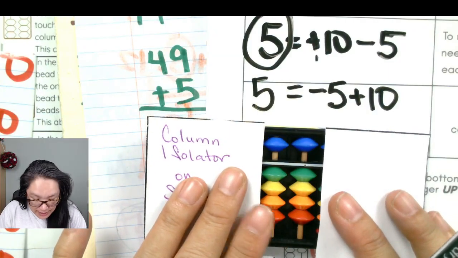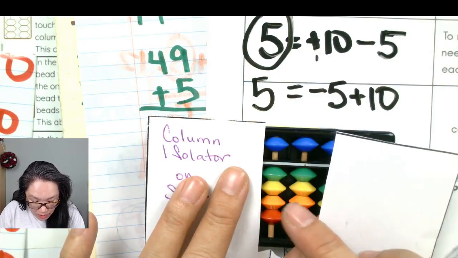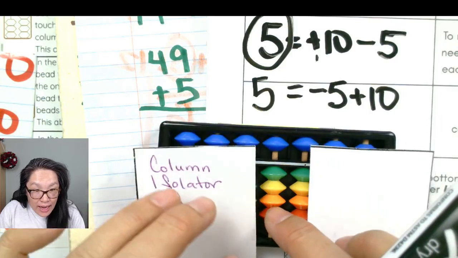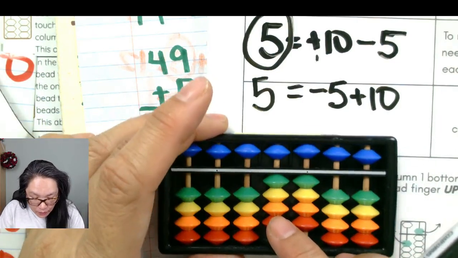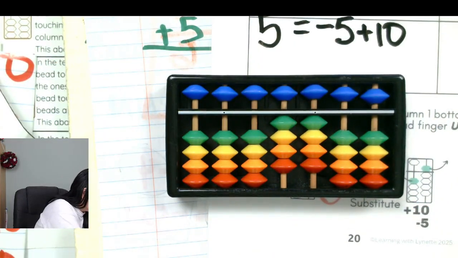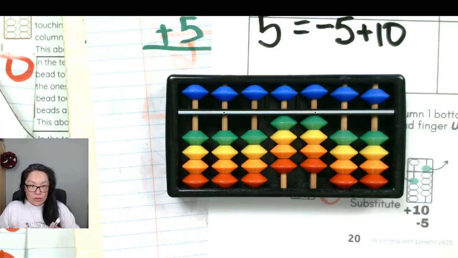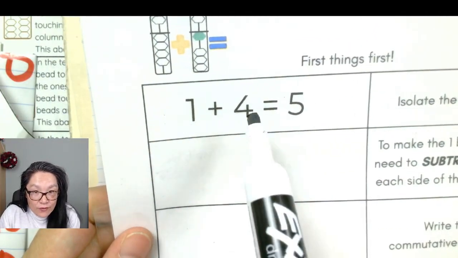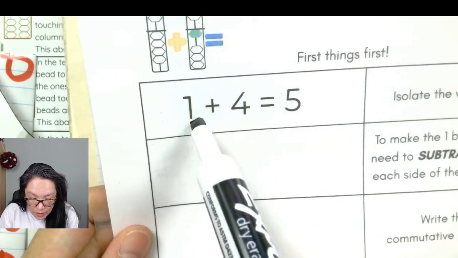Well, I can't plus the 10. If you notice, 1 and 0, 1 and 0 plus the 1. I cannot add the 1. Do you remember how to add the 1? We remember how to add the 1. How do you add the 1? To add the 1, 1 plus 4 is equal to 5. Remember, 1 plus 4 is equal to 5.